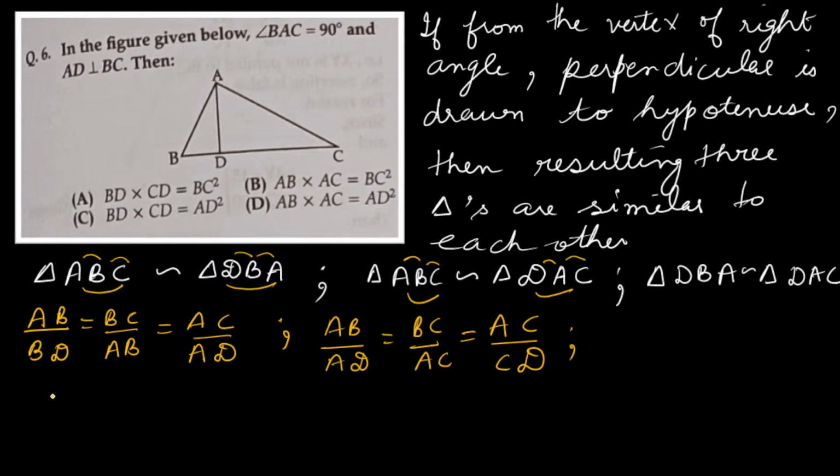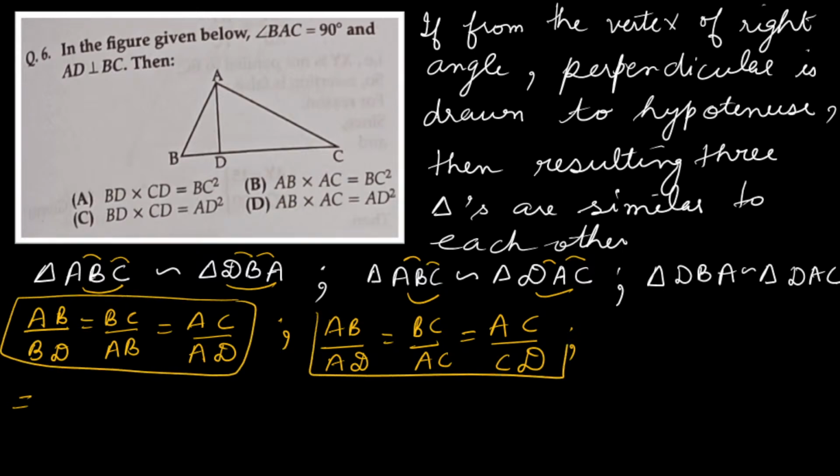If I write AD by BD equals AD by CD by AD. Okay, so this way we can do. Directly from the third we are not getting. So this is the first ratio and this is the second one.